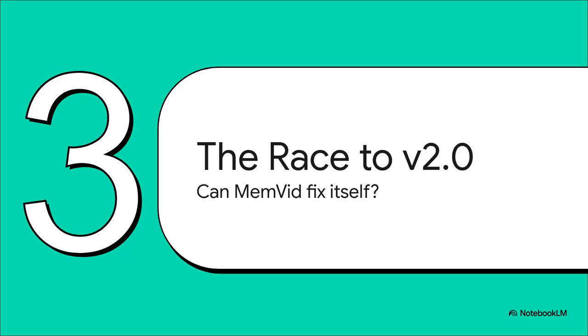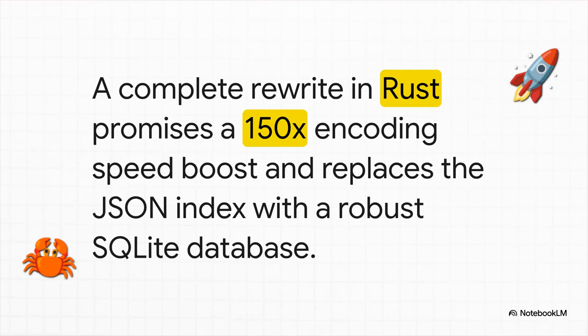The creators know all about these flaws. They've heard the criticism, and they have a seriously ambitious plan to fix pretty much everything. And that brings us to the race for version 2.0. The first huge step they're taking is a complete rewrite in Rust. Now, that move alone is promising a mind-blowing 150x performance boost in encoding time.